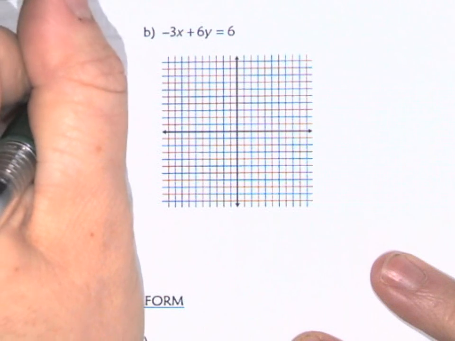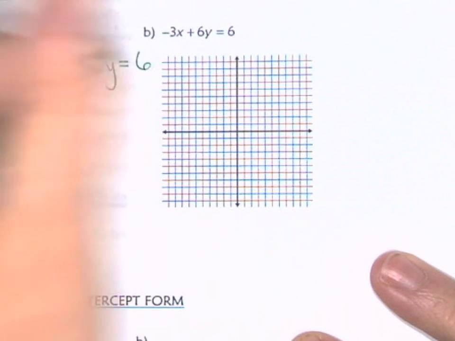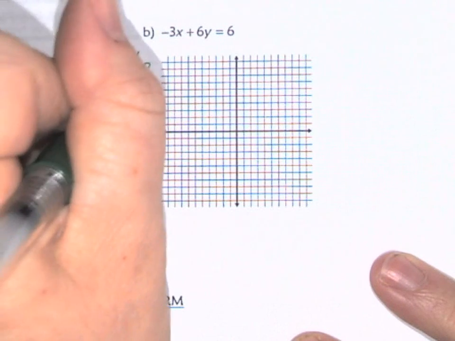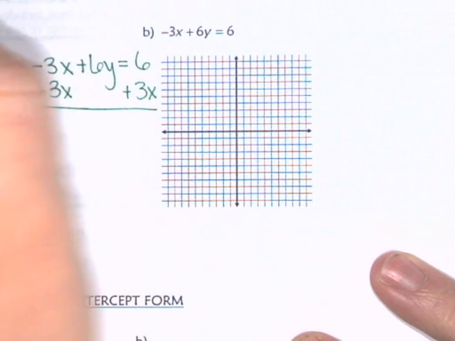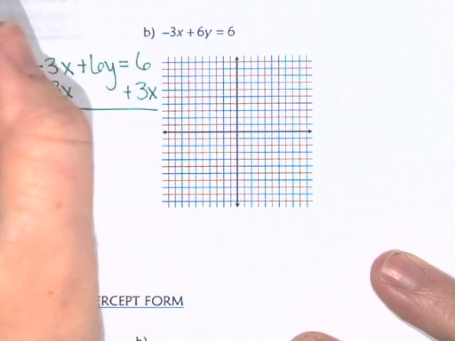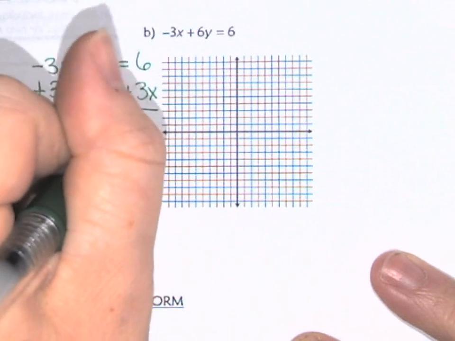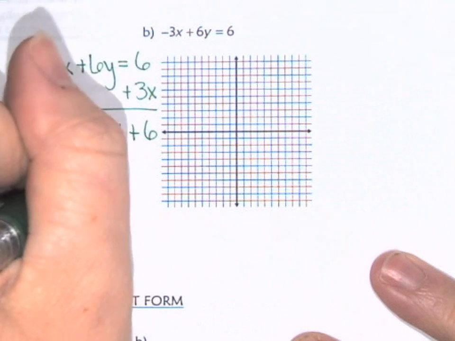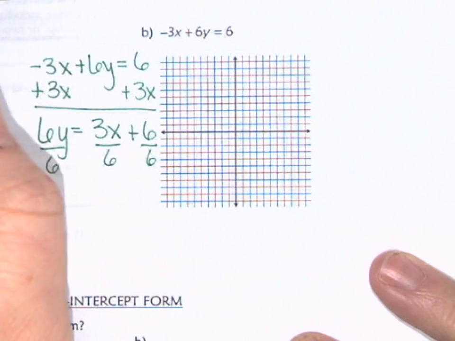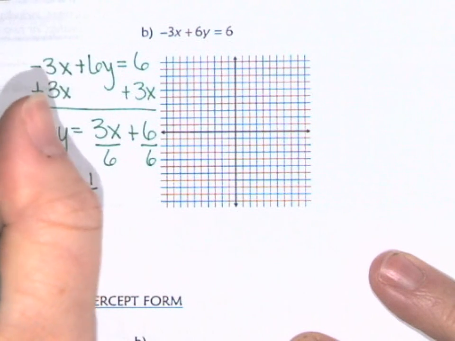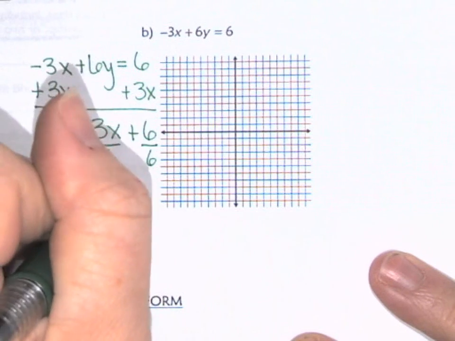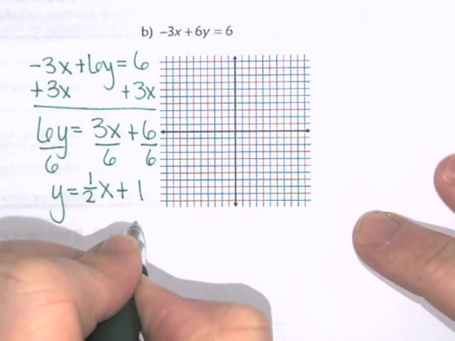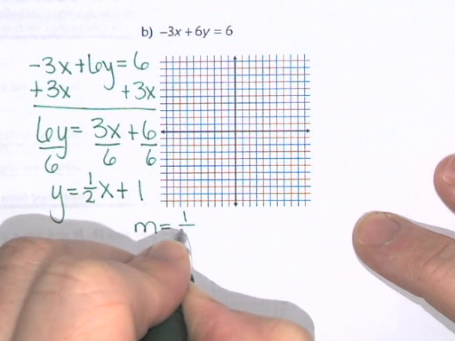So I'm going to solve my equation for y. I'm going to start by adding this 3x. Then I divide each term by 6. So y is equal to 1/2 x plus 1. I simplified my fractions. So my slope is 1/2.